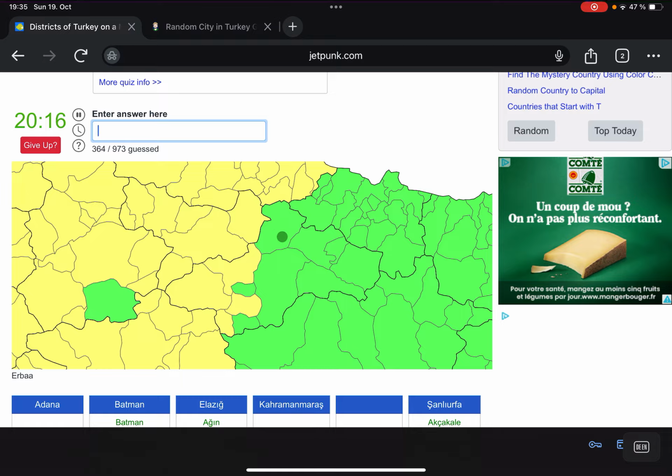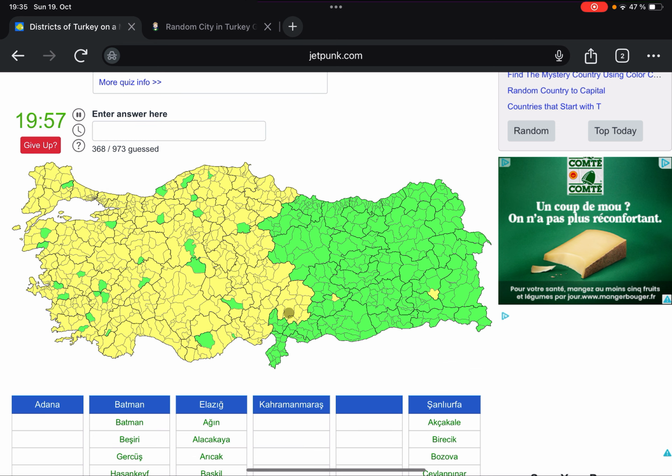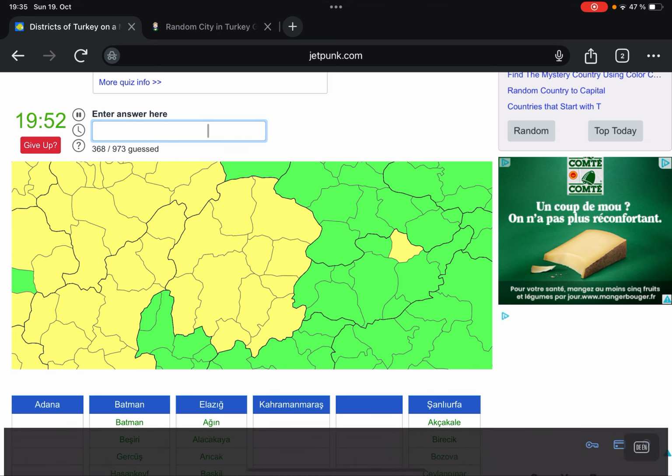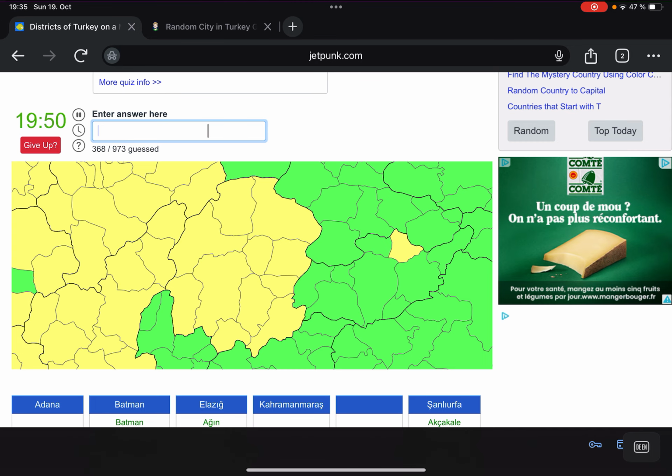But I don't know why exactly this district was named like this, but I think it comes from the Arabic word for four. Then we have Turhal, Artova, Sulusaray, and Zile. All right, then let's continue down here with the province of Kahramanmaraş.